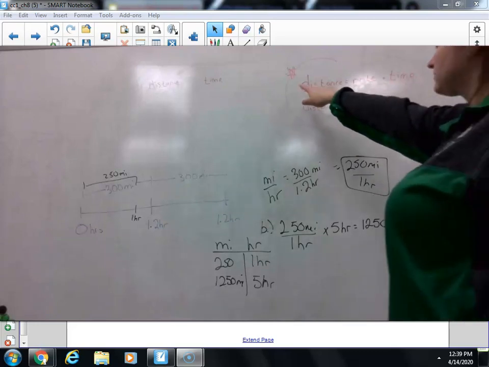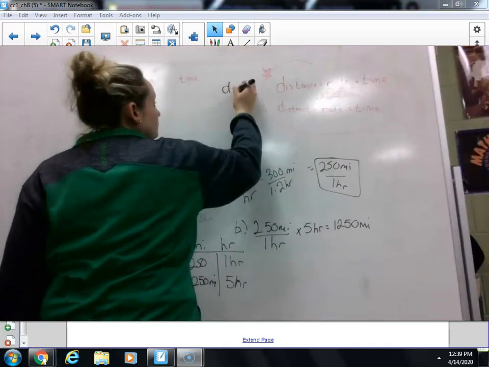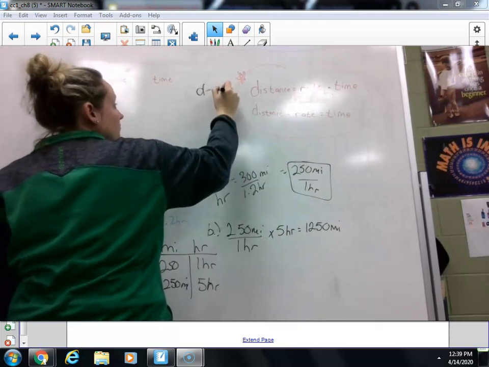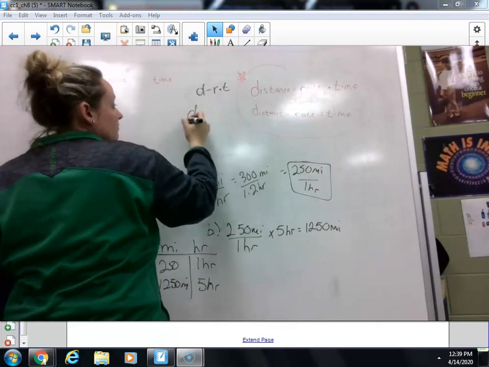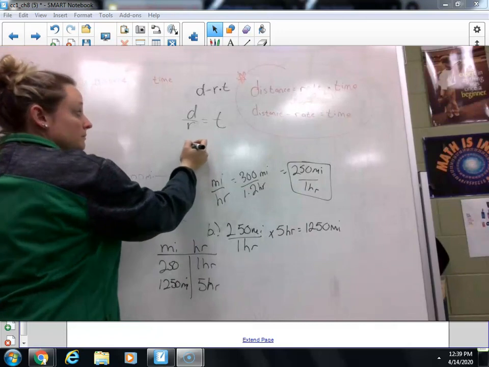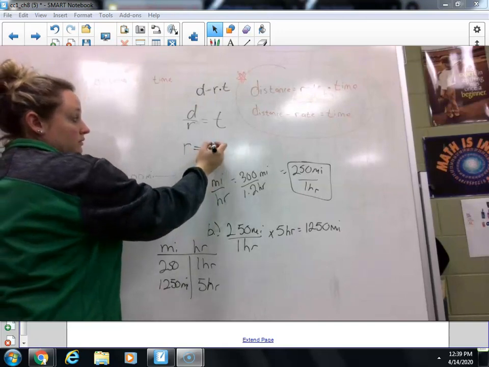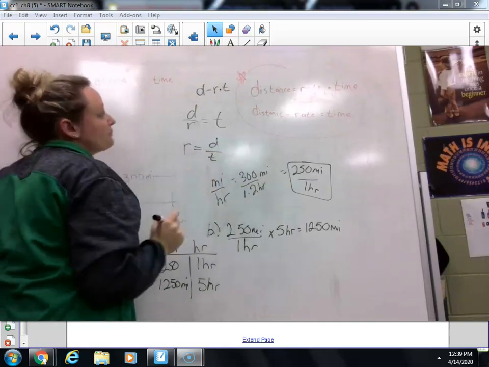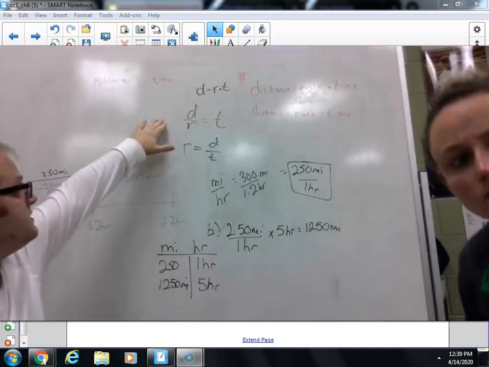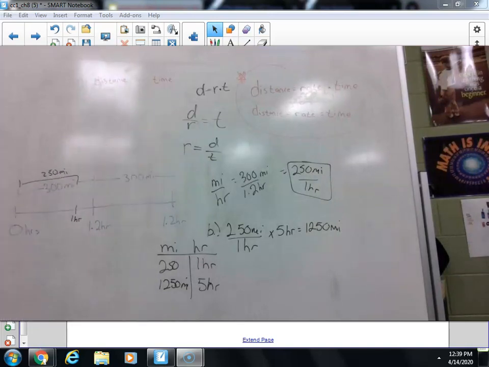So back to the previous question, we came up with these two. Distance is equal to rate times time, and distance divided by rate is equal to time. Okay, those are the two we came up with based off of our table. There was a third one we can also come up with, which is the rate is equal to the distance divided by the time. So in your notes, you should have these three different equations that can relate distance, the rate traveled, and the time.